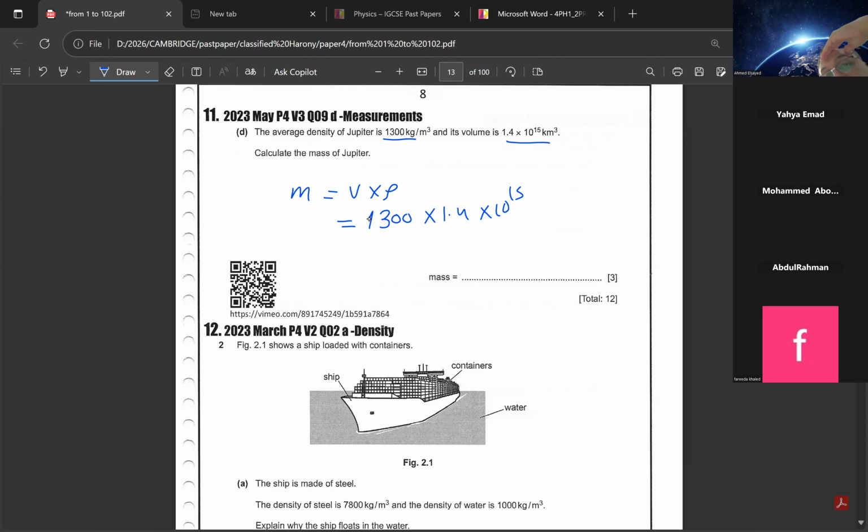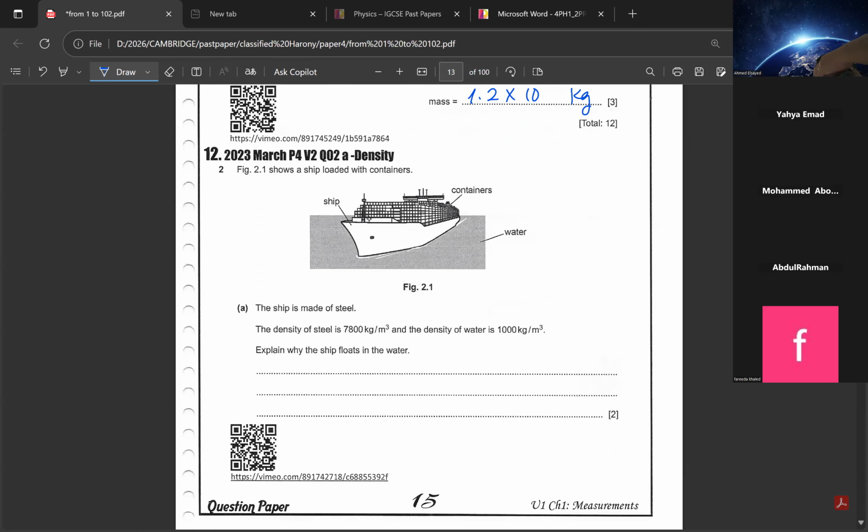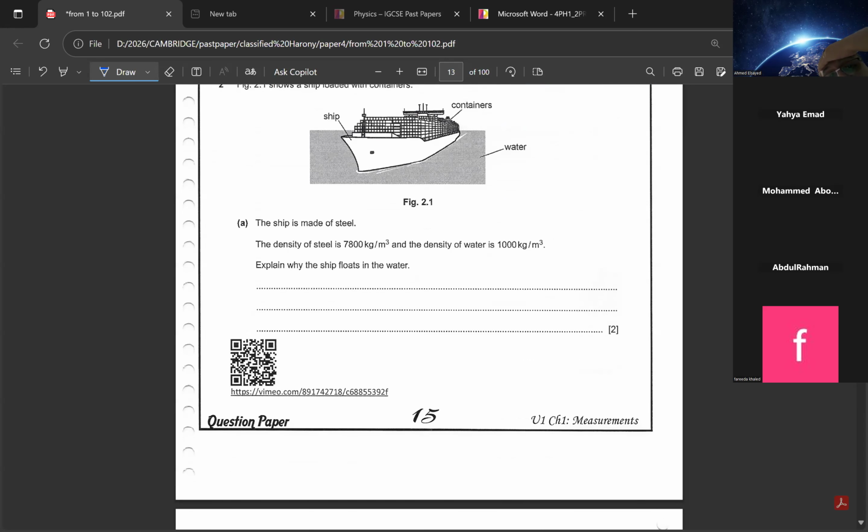0.2. Yes, multiply 10 power 18. What is the unit? Kilogram. Now let's move to Mu'tasim. This question.